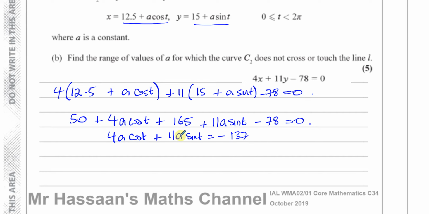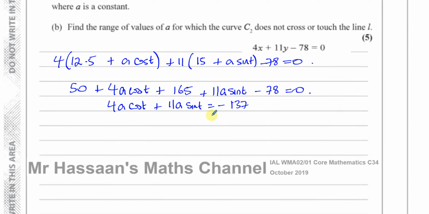So I've got to find the values of a such that this will have no solutions. Okay, now I've got an idea of what to do, because this is something of the form p cosine of x plus q sine of x, which you can write in the form r cosine(x plus alpha).